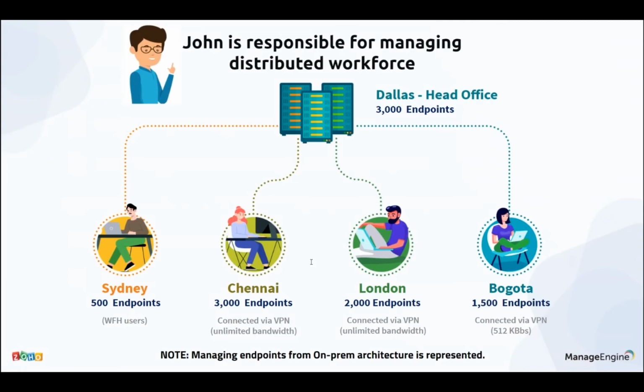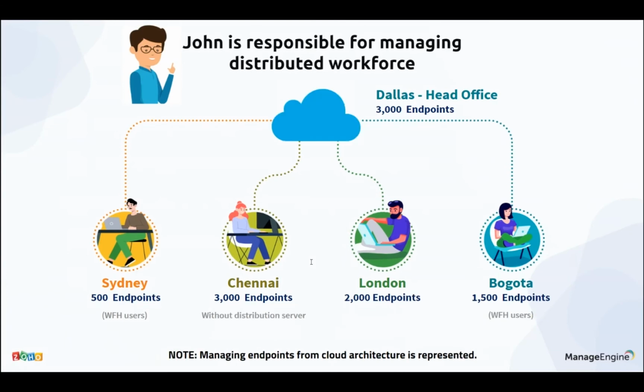Okay, so this is the traditional example of a distributed workforce. This is, of course, an on-prem version of Desktop Central, where John is responsible for managing different endpoints in different locations, connected in different ways. Say we have users connected from work from home. We have VPN connections. We have connections like MPLS or SD-WAN, and we have some locations where we even have very limited bandwidth. Any of these types of connections, you will be able to handle from this on-prem architecture. And the same thing can be achieved through the cloud, and that's what you're seeing here.